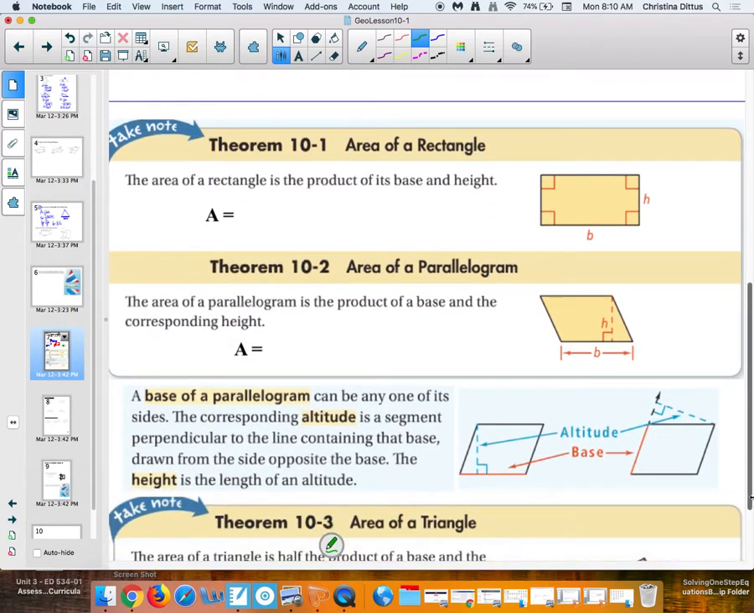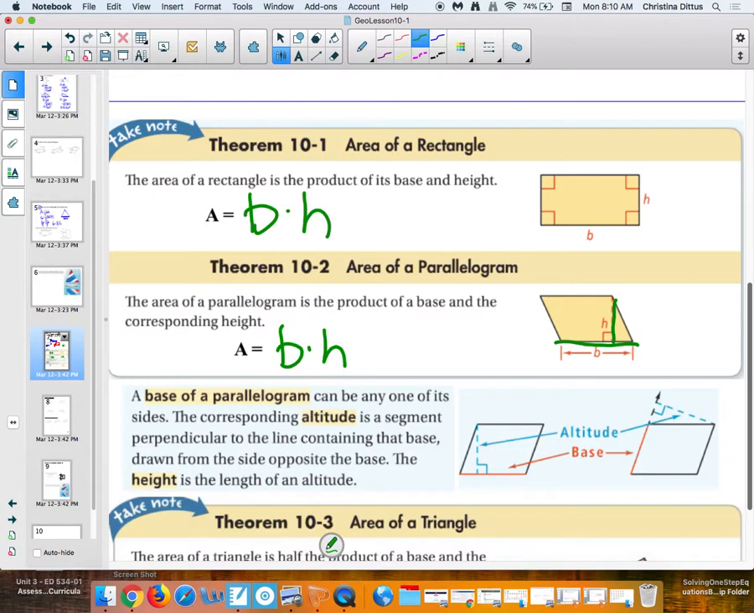Now we get to the fun formula part. Feel like some of us already know this. Area of a rectangle, what do I do with my base and height? Multiply. Area of a rectangle is base times height. Parallelogram is the same thing. Our base and our height. All we do is multiply them. Base times height.